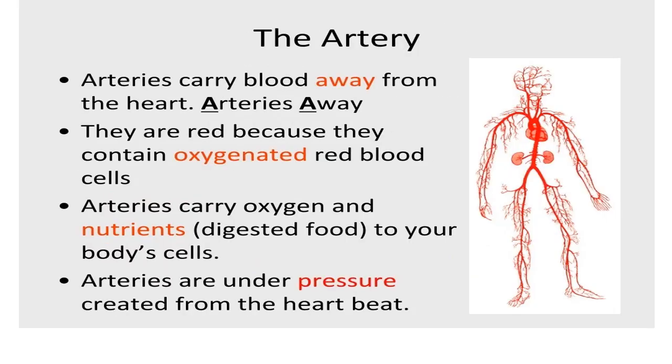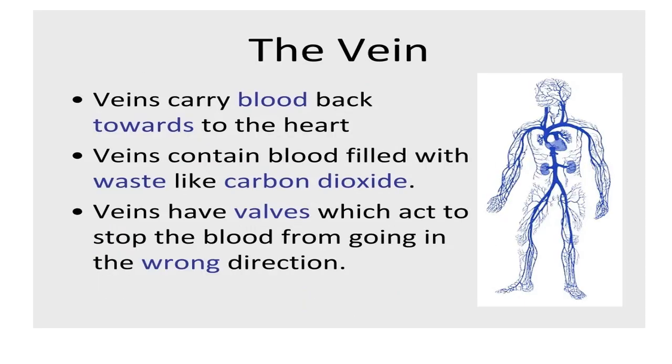There is a great difference between the artery and vein. The artery carries blood always away from the heart, and the vein carries blood towards the heart. The arteries usually contain oxygenated blood, and the veins contain deoxygenated blood. Arteries carry oxygen and nutrients, and are always under pressure created by the heart. And the vein carries blood towards the heart, and contains more deoxygenated blood because it is filled with carbon dioxide. And veins have valves, which act to stop the blood from going in the wrong direction.